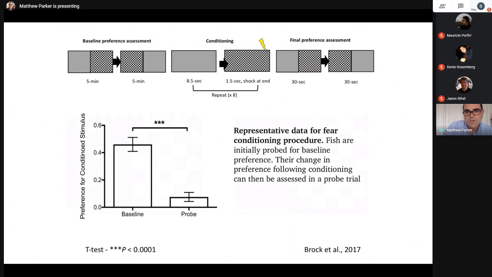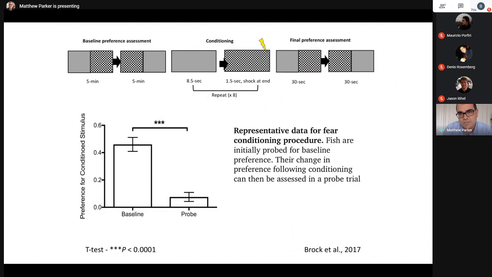Now, this is a very nice, very reliable protocol. This is a representative graph on the left here, from a bioRxiv paper that we published a few years ago when we were first working with the Noldus equipment. This is the kind of typical data that we see, whereby the preference for one side over the other at baseline is roughly 50%. And then during the probe trial, the final preference assessment trial, the animals show a vastly reduced preference for the conditioned stimulus, which demonstrates that the fish has learned that.